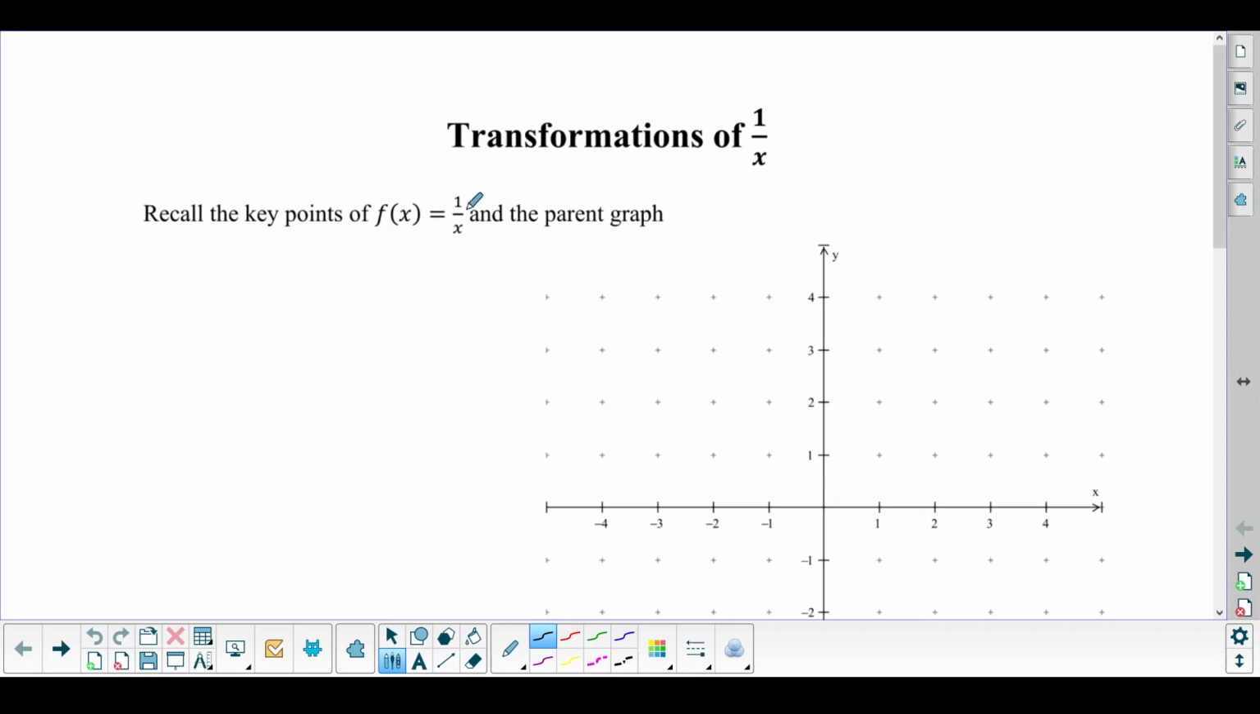I think there's a typo on your sheet. It says square root x here. We'll call the key points of f of x equals root x, but it should be 1 over x. So I corrected it on mine. Hopefully you can scratch it out and correct it on yours. But let's look at the key points.